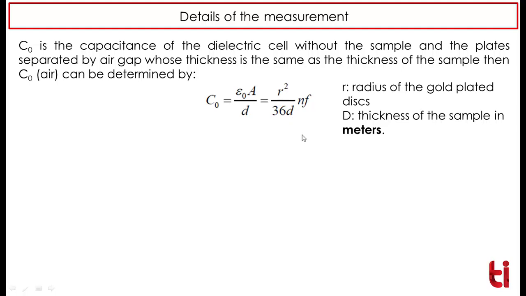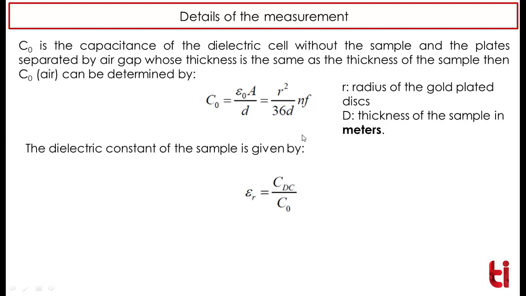And once we have determined C naught, using the CDC found in the earlier equation, we can determine the value of the dielectric constant.